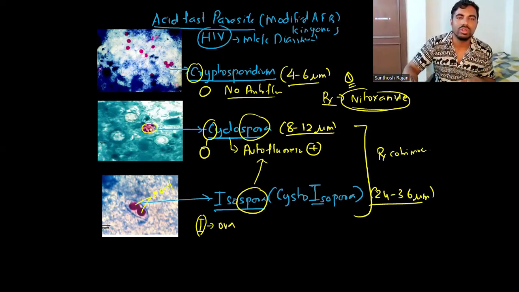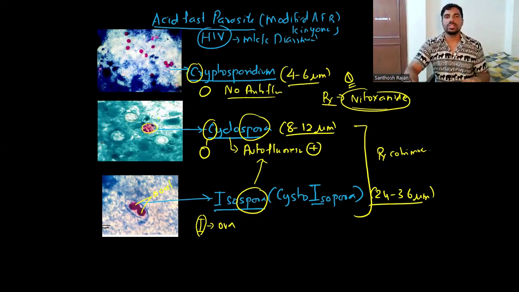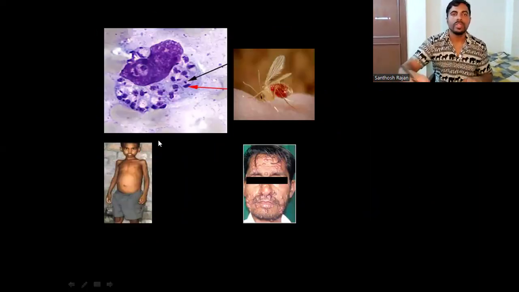Cyclospora is not properly acid fast. It's irregularly acid fast. They call this oval one Isospora. Please don't make a mistake. You will do it well. And this one, that's it. So these are the important things you should remember in these acid fast parasites.